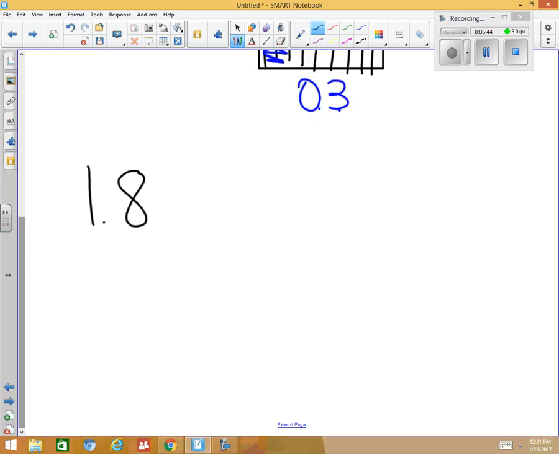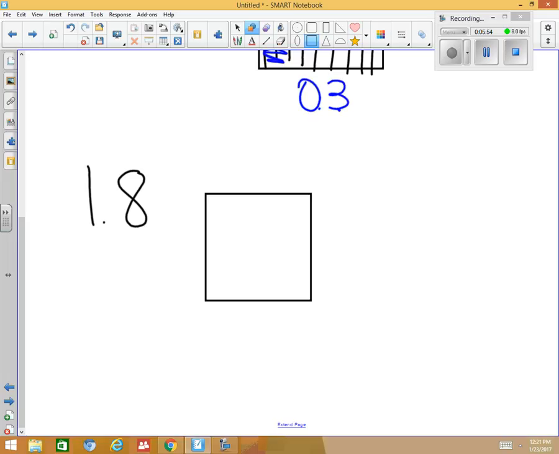And then 8 tenths. 1 and 8 tenths. Number 2. I know number 2, but the first one is still. Well, we've got 1.